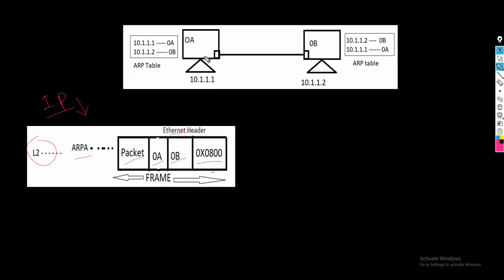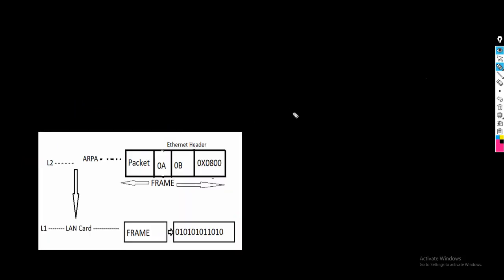0x0800. Machine A and machine B, both machines, maintain their ARP table, which has the information of its own MAC and IP address. I have already explained the ARP protocol in a previous video, so you will be aware of how we get the destination MAC. We get the information of source MAC and destination MAC by looking into the ARP table, and the whole information will be called a frame.